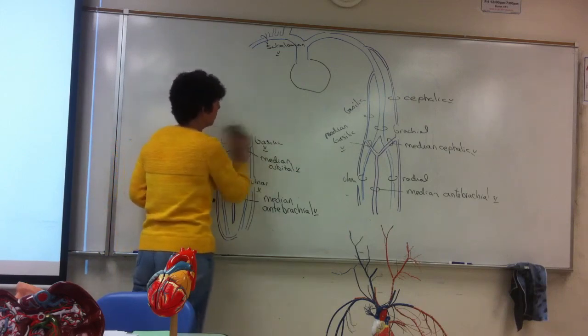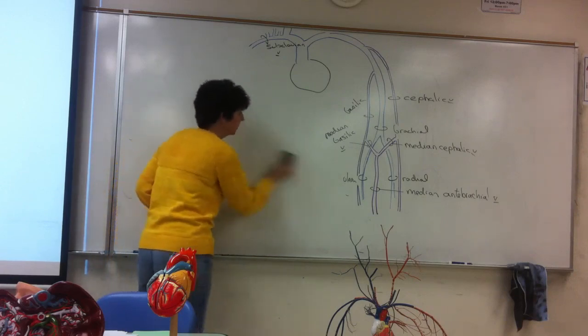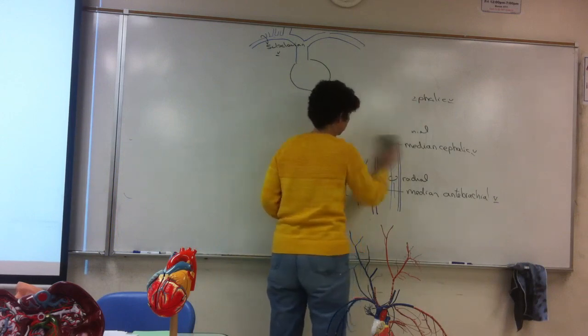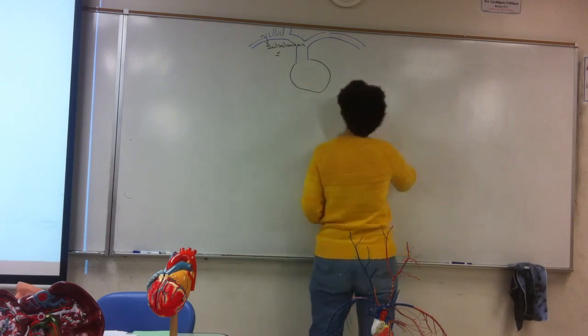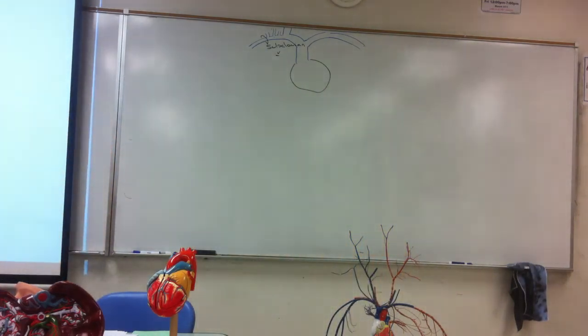So I'm going to leave those structures up there that I've drawn. So median basilic. And we have the internal thoracic artery.